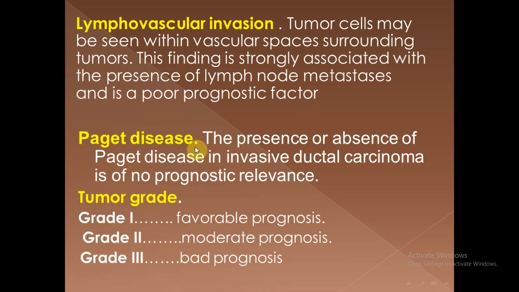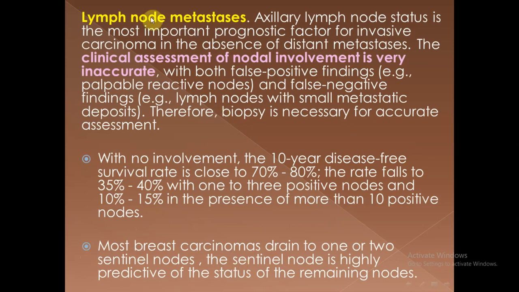Paget disease of the nipple is of no prognostic relevance, but it can make the prognosis better because, as you mentioned, it brings the patient early because there is a clinically crusted and erythematous nipple, so it makes the diagnosis earlier. Tumor grade: definitely grade 1 is of favorable prognosis, grade 2 moderate prognosis, and grade 3 of bad prognostic value.